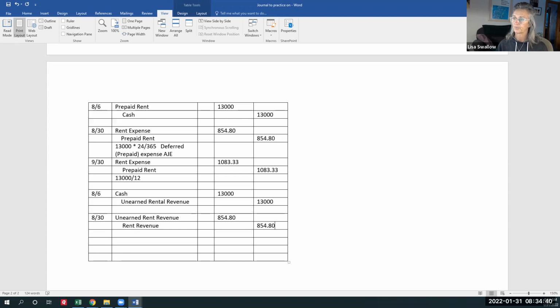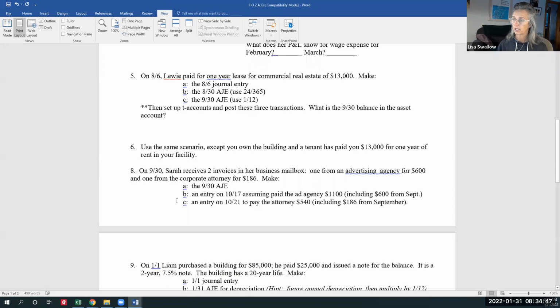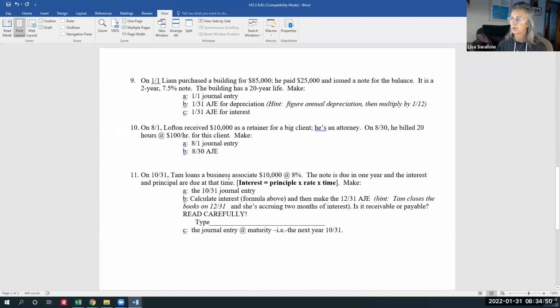Etc., etc. Okay, the only other thing I'd like to go over with you is when you start doing our journal entries for interest. We practice this on the last tape to calculate interest. It's principal times rate times time. And please make note that when you set up an original note, like here, Tam loaned his business associate $10,000. So that's a note receivable because the business associate owes Tam the money. If I borrow money from somebody, it's a note payable because I owe them money.